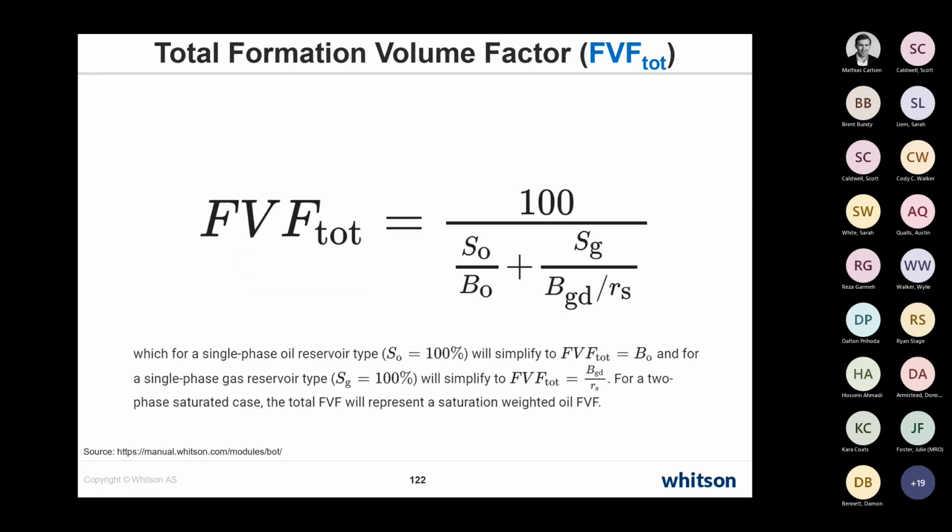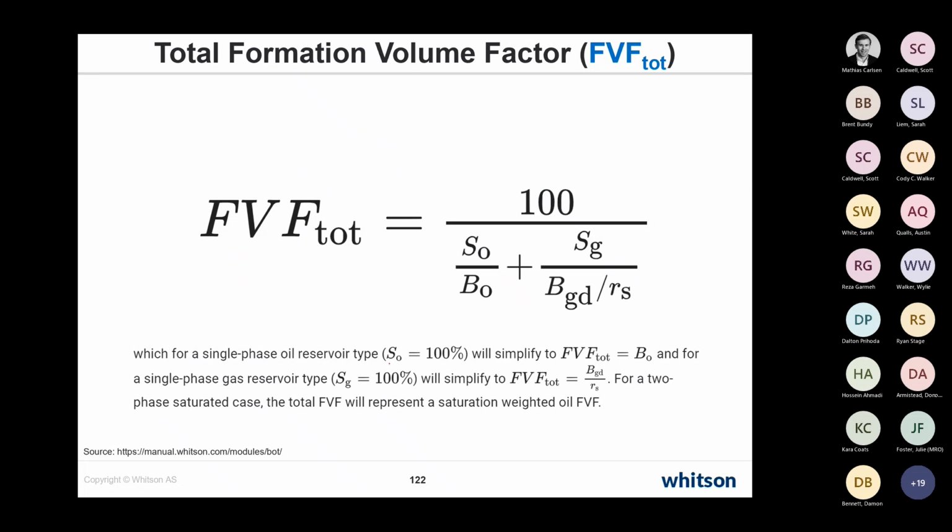But first, what is this total formation volume factor number? The formula is a little bit involved, if you like. But if we take a look at it, what does this thing simplify to? If we have 100% oil, so the oil saturation is 100%, let's ignore water here, at least in a split of hydrocarbons, if it's only oil, the total formation volume factor will be BO. That's what we should expect.